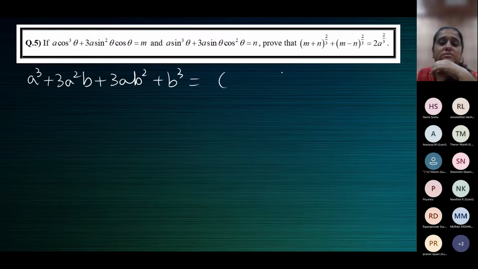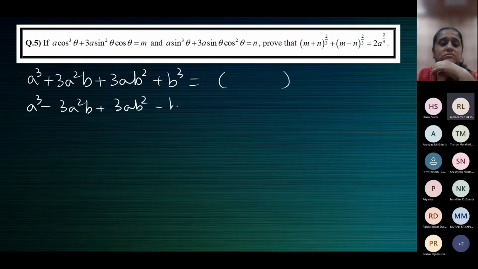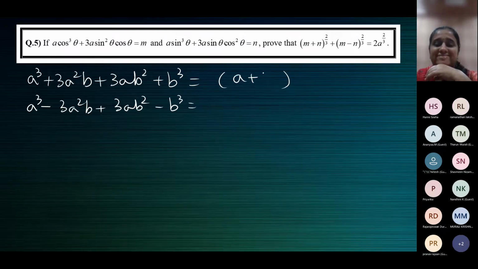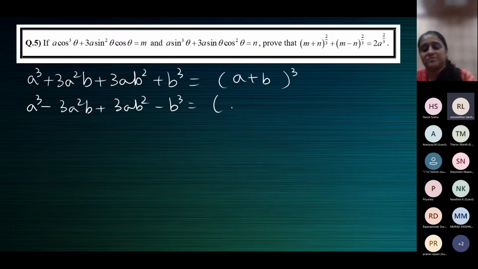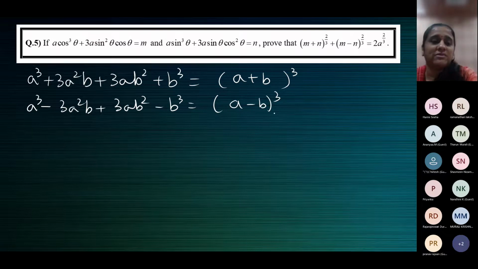Please complete the identity. What is it? A plus b the whole cube. And the next one? A minus b the whole cube. Very good, Ram. Very good. So we'll be using these two identities while answering this question. You can make a note of it. We have seen this in standard 9. Make a note of it. Or if you know it very well, you don't have to.